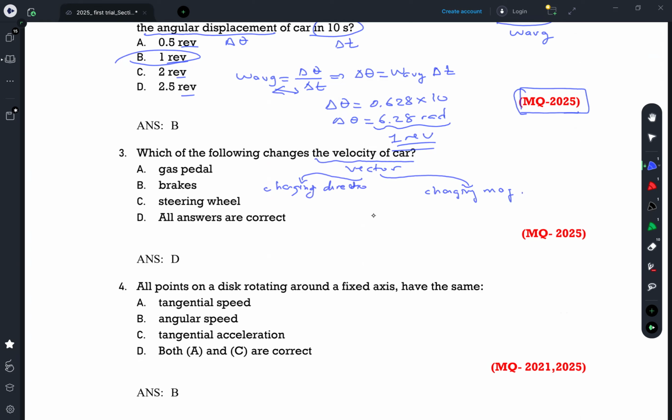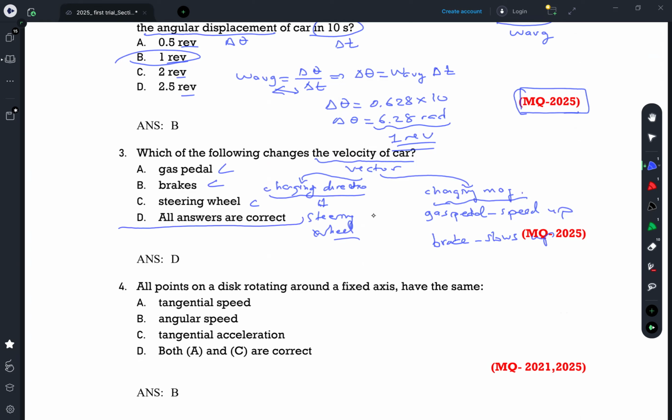So I can change the magnitude of the velocity by speeding up or slowing down. So the gas pedal speeds up the car or object. Brake pedal slows down. So both are correct. And what about changing direction? The steering wheel changes the direction. So when direction changes, velocity of the car also changes. So gas pedal, brake pedal, steering wheel, all are correct answers. All can be used to change the velocity of a car.